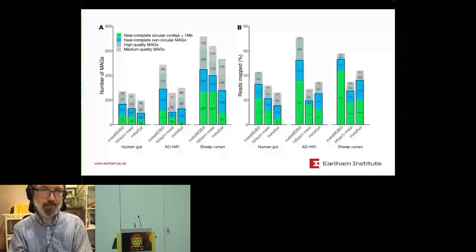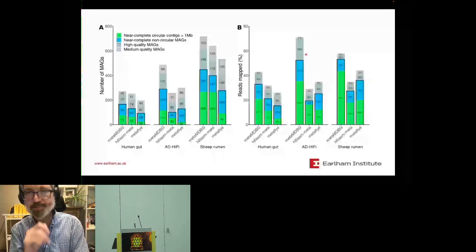Maybe less impressive on that lower coverage human gut. But another way you can evaluate this is in terms of the total fraction of reads mapping onto the MAG collection. And there we did really well on the AD data set. I mean, we had nearly 40% of reads mapping onto circularized MAGs. And if you consider all MAGs, we were getting something like 70% of the community.